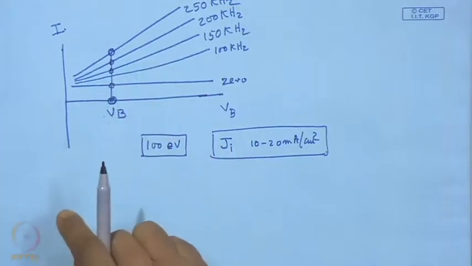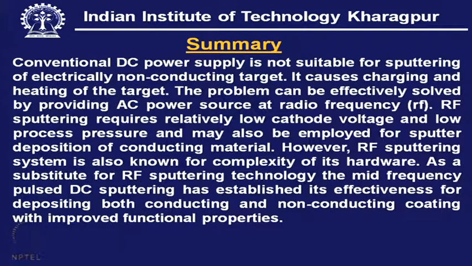This is a very important parameter, and we can achieve it just by enhancement of the pulse frequency with this DC supply. With that we come to this summary. Conventional DC power supply is not suitable for sputtering an electrically non-conducting target. It causes charging and heating of the target and finally leads to arc discharge. This problem can be effectively solved by providing an AC power source at radio frequency, in the order of 13.56 megahertz. RF sputtering requires relatively low cathode voltage and low process pressure, which is definitely advantageous, and may also be employed for sputter deposition of conducting materials.